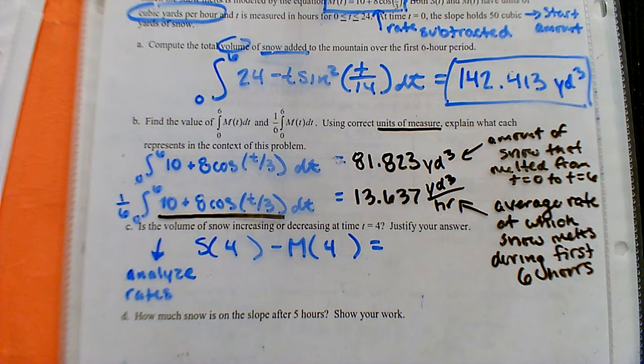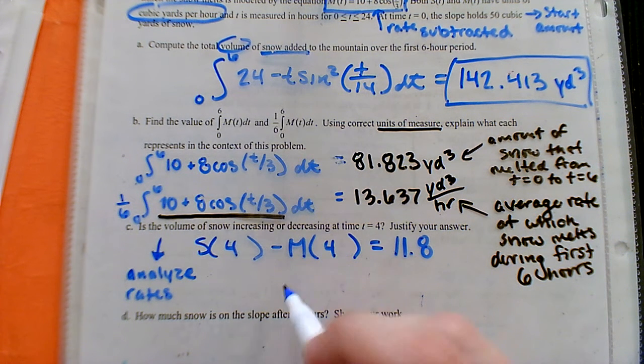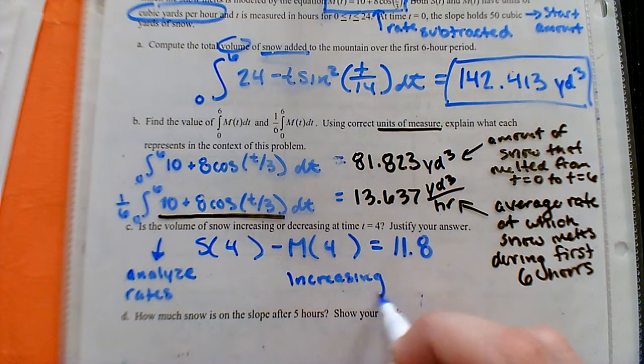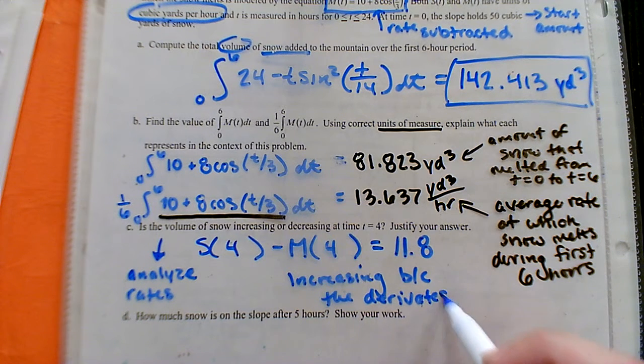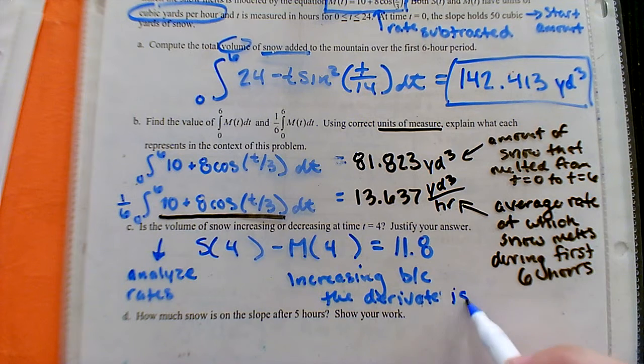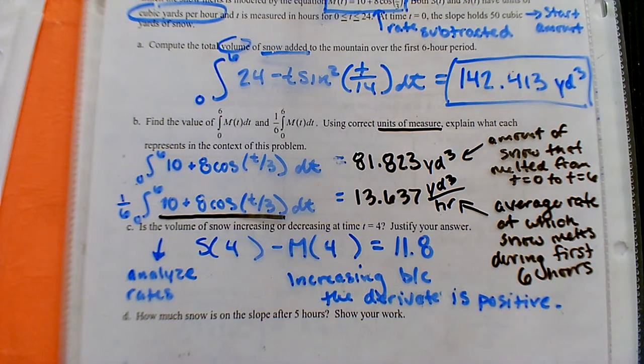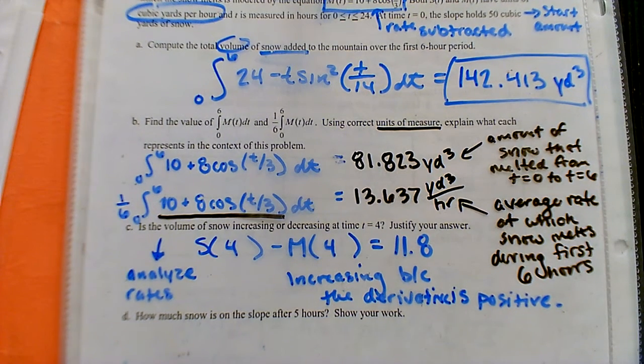Anybody get it? Roughly? 11.8. Is that good? Could we get that? Okay. So based off that number, is the volume of snow increasing or decreasing? Because? Increasing because the derivative, or you can say the rates, because we use two different rates, because the derivative is positive. Good.